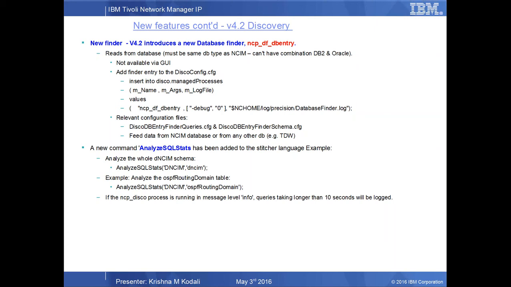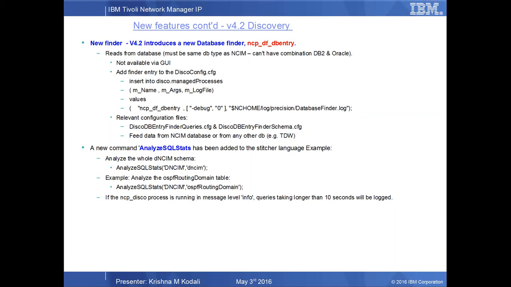One thing is this is not available yet via the GUI, it's only command line, and you need to add that entry manually. I checked the configuration files. Unfortunately, there was no entry, but you just need to add one, similar to what you have in the DNS file and DNS ping. It's nothing different, but you can use this as an example. And there are a couple of configuration files that have examples where you can feed from the NCIM database itself, or maybe from a tabular data warehouse, or any other database you may have. That's the new thing about the discovery.